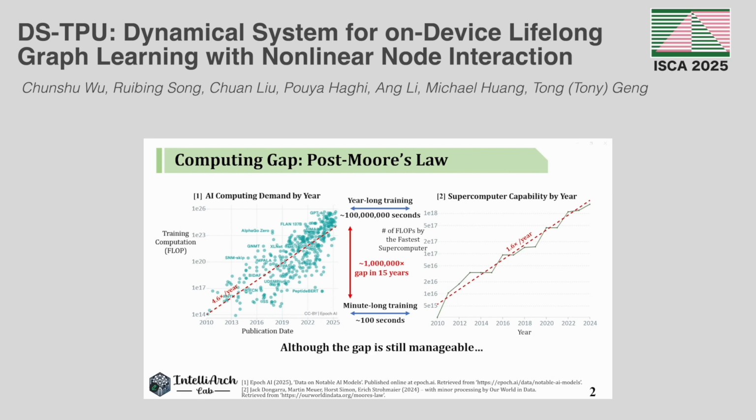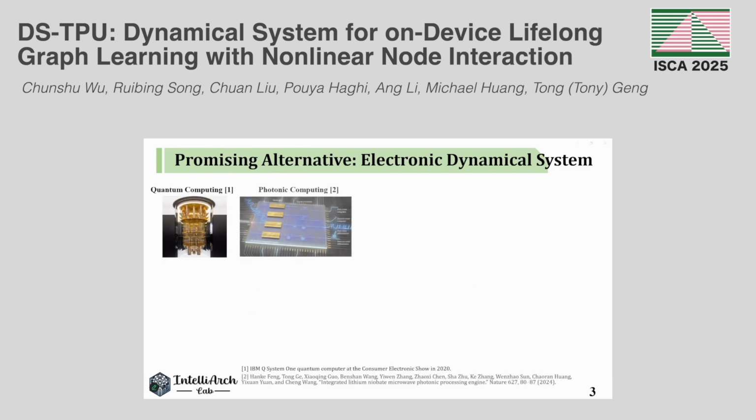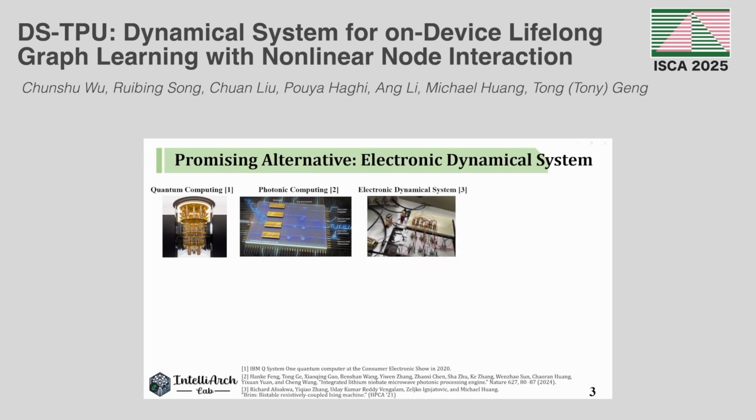Thanks to the efforts in architectural optimization, data format, etc., this gap is still manageable, but observing this trend of the gap, we intend to walk along an orthogonal path to explore the possibilities of new computing powers. In terms of the alternative computing powers, there's quantum computing, there's photonic computing. In addition to those, there's electronic dynamical system. Let's make a brief comparison between electronic dynamical system and these two.